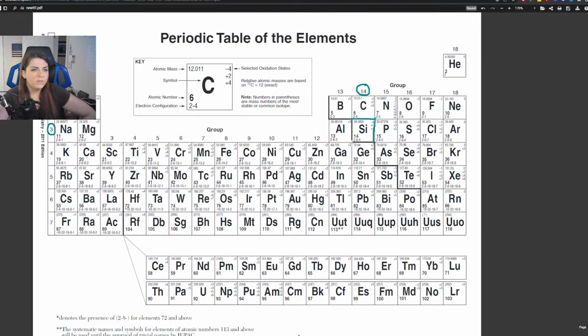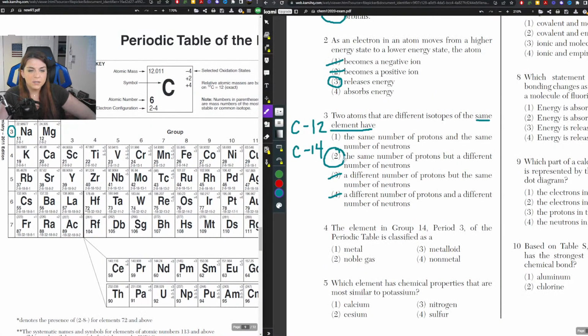And you can see that silicon right here is touching 2 sides of that staircase line. Any element that touches the staircase line 2 times, like an edge and a top or bottom, is going to be a metalloid. The only one that does not follow that rule is aluminum. Aluminum, I hope you know, is a metal. So we're talking about silicon, and silicon is a metalloid.